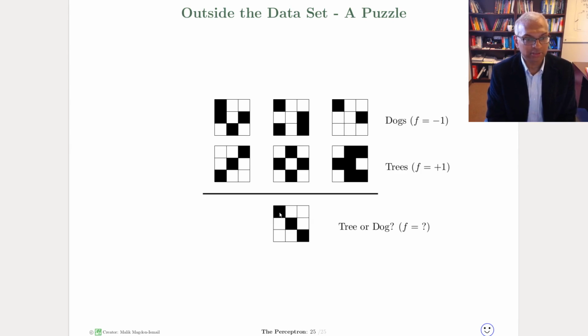And then the other people tend to go for something more complicated. They say this is clearly a tree because look, the trees have some form of symmetry, and the dogs look like totally random things.